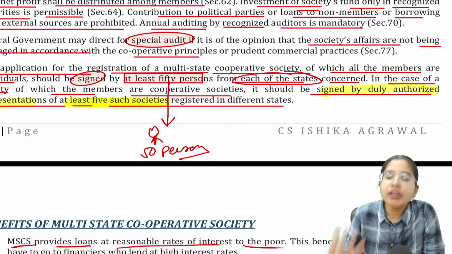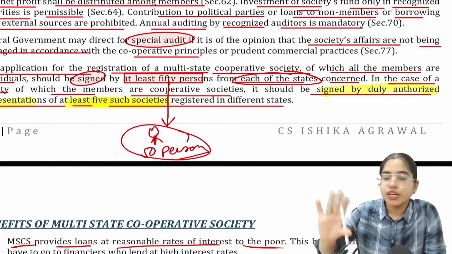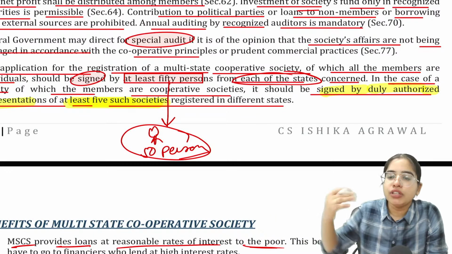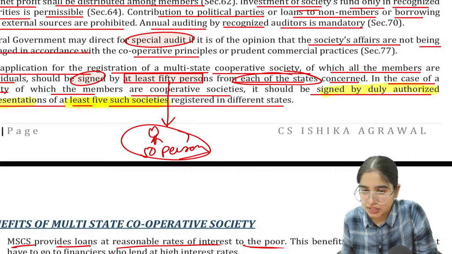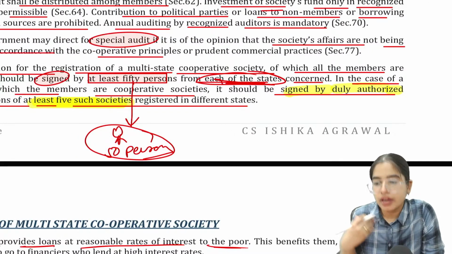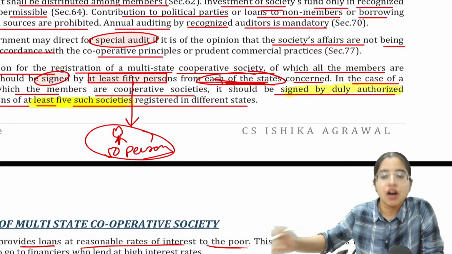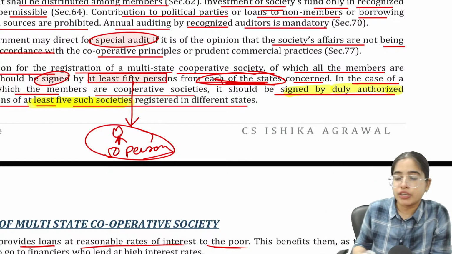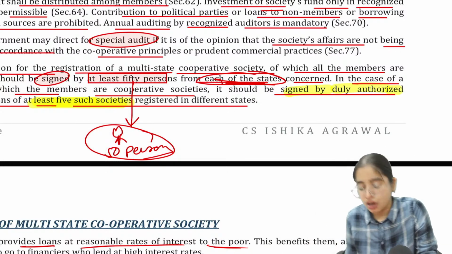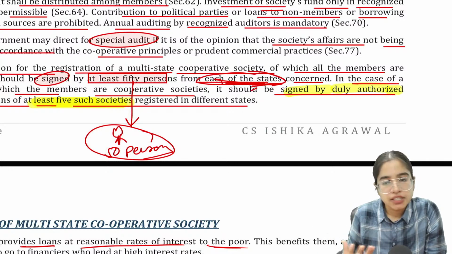So how many people can make the application? If they are individual, natural people, then there should be minimum 50 making the application for registration of a multi-state cooperative society from each of the states. Each of the states means, let's say I want to start my multi-state cooperative society in two states, Chhattisgarh and Karnataka. So these 50 people should be from both states, some from Chhattisgarh and some from Karnataka. From each of the states in which we are forming the multi-state cooperative society.